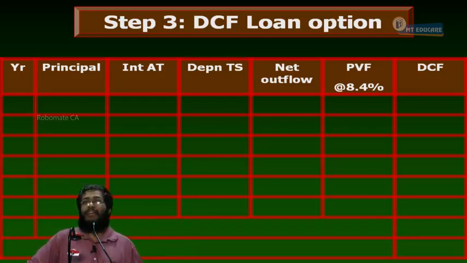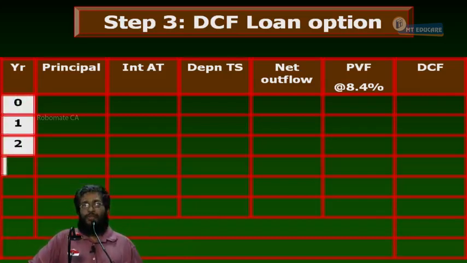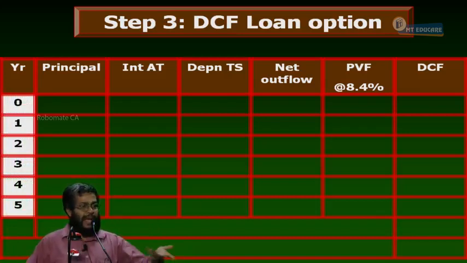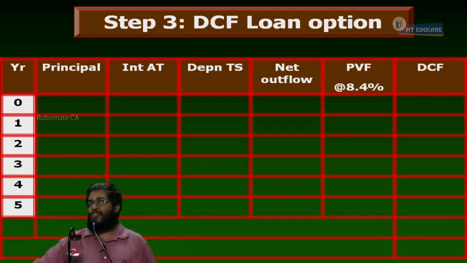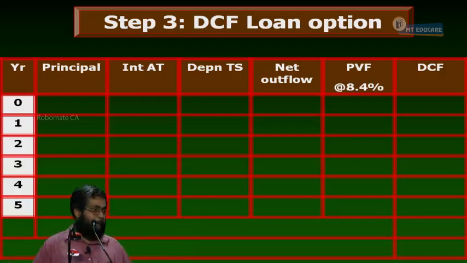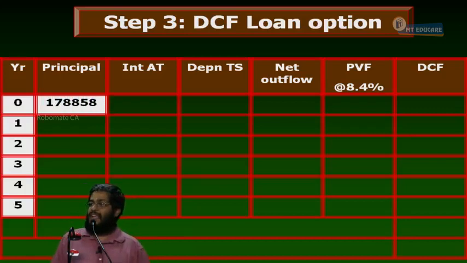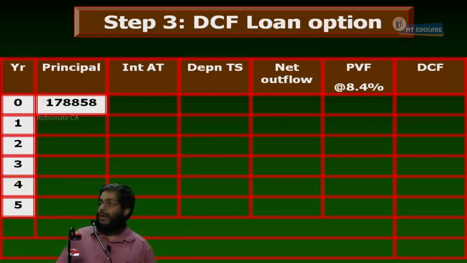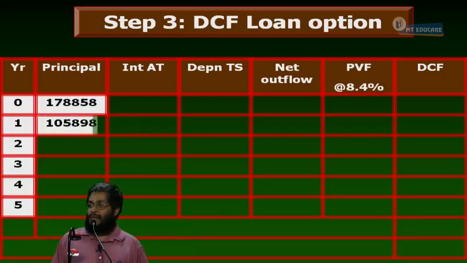Now here, years 0, 1, 2, 3, 4, 5. Why write year 0? One of the EMIs happens today itself. Year 0, 1, 2, 3, 4 and 5. Tell me the principal. You all have the principal portion in step 1. Year 0, what is it? 178,858. I want everybody to write it.